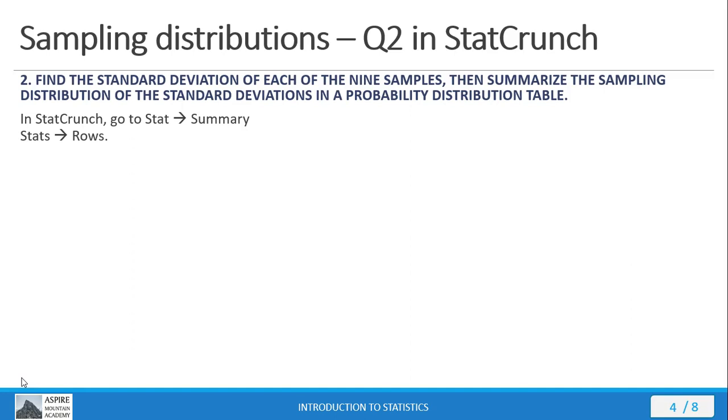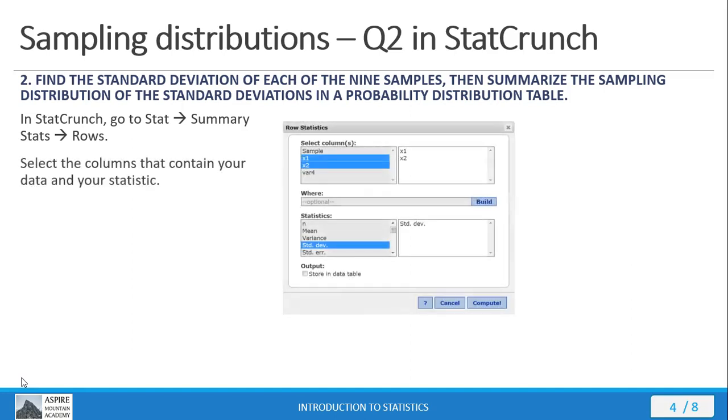So our data is there in StatCrunch. We're going to go to Stat, Summary Stats, Rows. And in the options window that pops up, I'm going to select the columns where my data is located. And then I'm going to select standard deviation. Notice this is the one towards the top of my list of statistics, because we're calculating this for the sample, for each of the samples. So I want a sample standard deviation. That's the standard one we've been using at the top of the list.